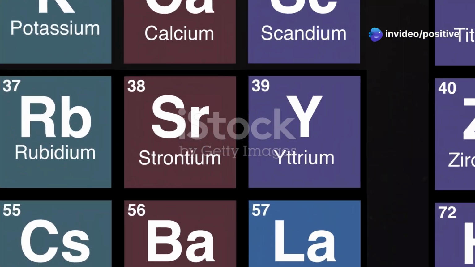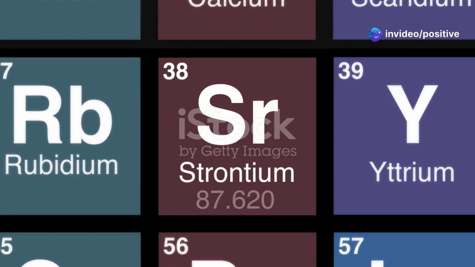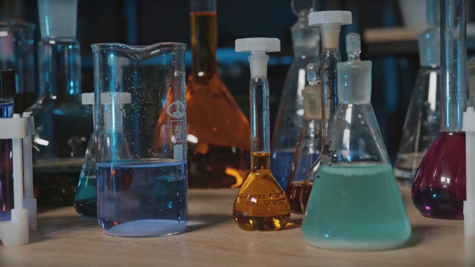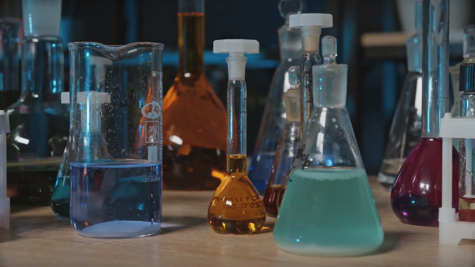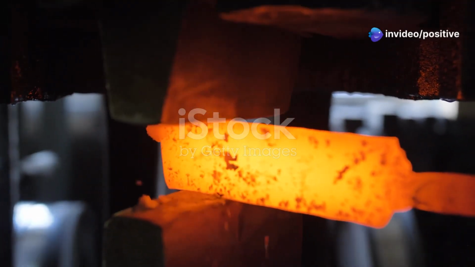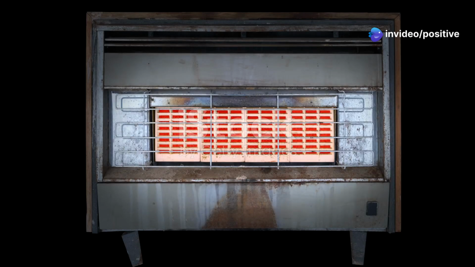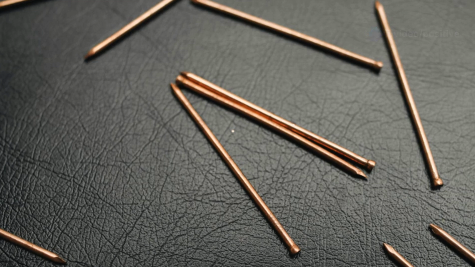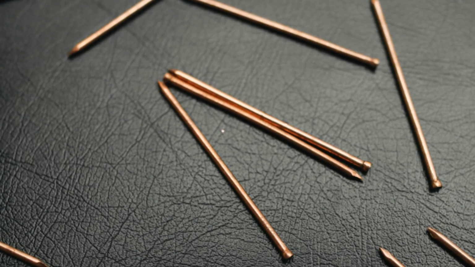The periodic table categorizes elements into three main types: metals, nonmetals, and metalloids. Each type has unique characteristics and properties. Metals are typically shiny, malleable, and ductile. They are good conductors of heat and electricity. Most elements on the periodic table are metals. Examples include iron, copper, and gold.